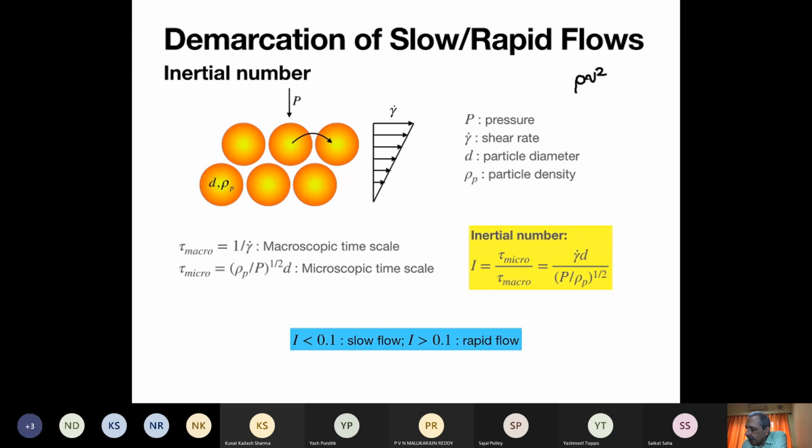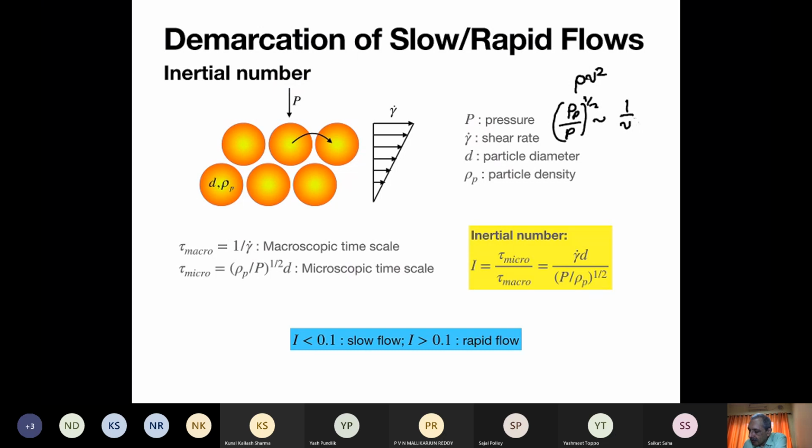So if we do rho p divided by pressure, then this has units of 1 by v squared. That's the units of this. Then you take the square root of that. This has units of just 1 by v. And then if you multiply that by the diameter, then obviously, since velocity is length by time, this is time by length, multiply by diameter, this will also give you a time scale.